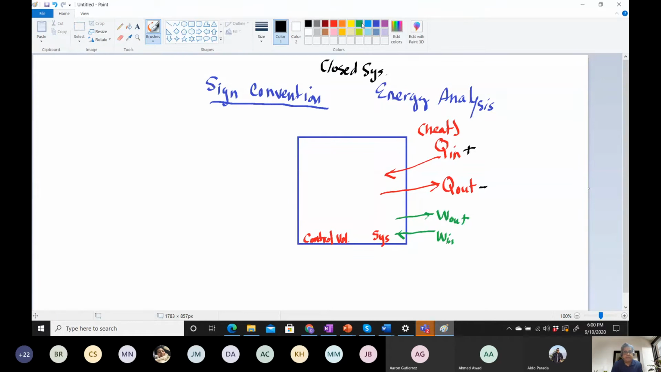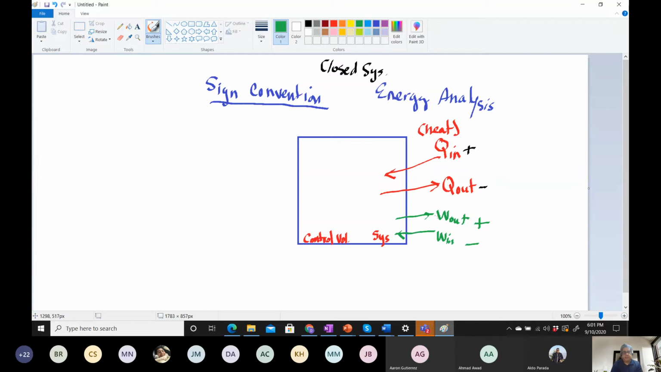When it comes to work, it's the opposite, right? When work leaves the system, it's a good thing, actually, so we call that positive. When you need to put work into the system, that's a negative thing. If you can just memorize this, that's fine. Heat is very straightforward. If your system has heat coming in, that's positive. Heat leaves or you lose heat, it's negative.